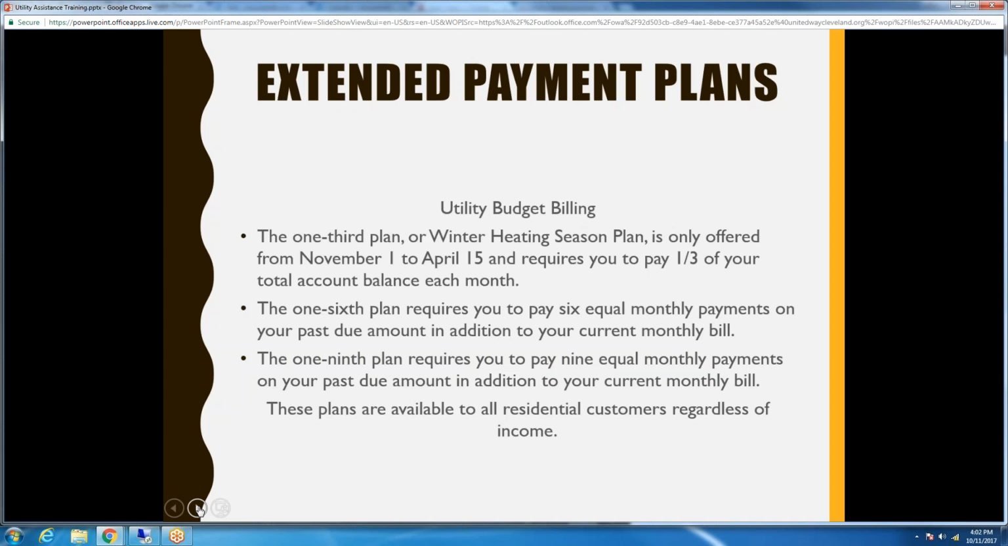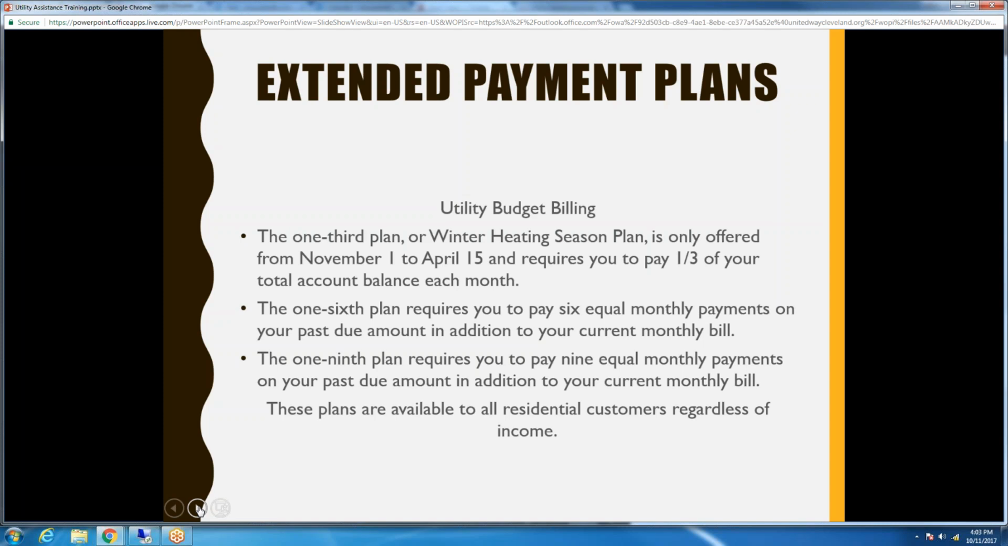Okay, excellent. All right, so we're going to move into extended payment plans. We kind of went over a little bit of this with Molly and I doing the little role play, but PUCO-regulated gas and electric companies have the following extended payment plans available to help an individual make affordable payments and maintain service. You see them right there. It's the 1/3 plan, which Molly explained in the phone call. There's the 1/6 and the 1/9 plan.